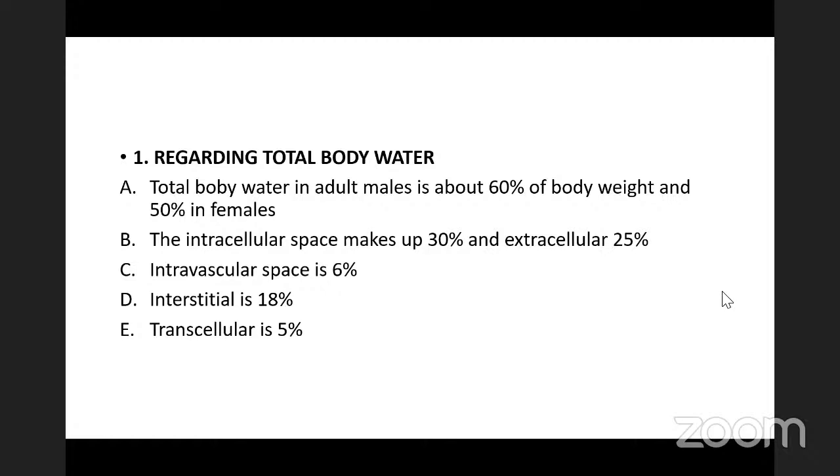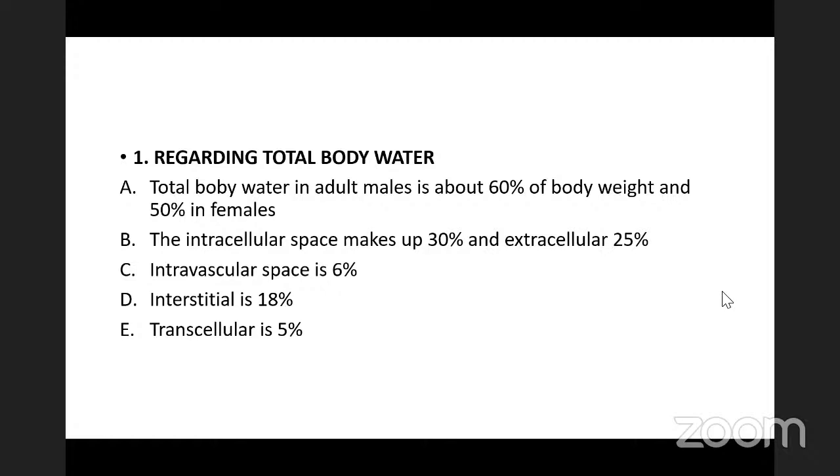Okay, so total body water in an adult male is 60%, and in an adult female is 50%. You should know that it is more in the males because they have more muscle mass. And of course, you know that muscle has more water content than fat, and females have more body fat, okay? So that's why it's higher in the males. So A option is correct. Total body water in adult males is 60%, and that in females is 50%.